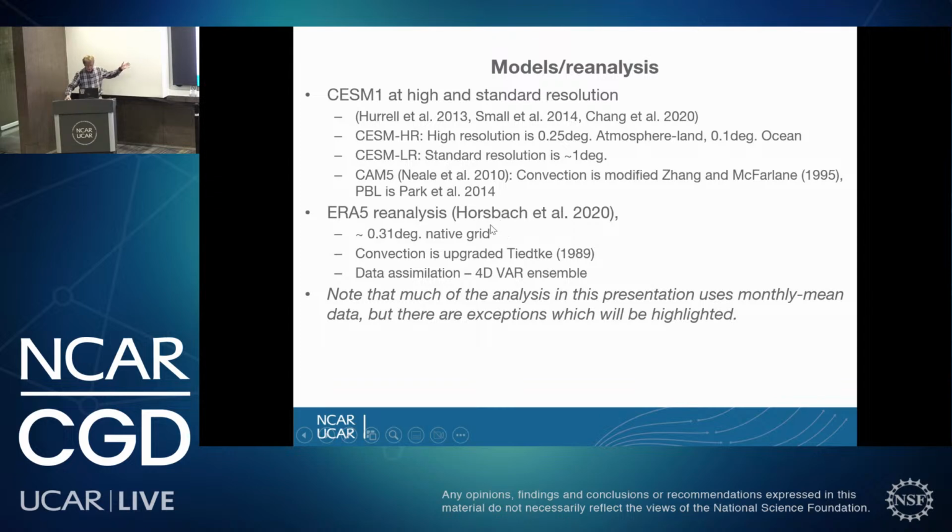I'll be using the ERA5 reanalysis. It's about 0.31 degree native grid, convection from a Tiedtke scheme, and obviously it includes data assimilation. So a question I'll come back to is how much of the ERA5 results are due to data assimilation versus the model background to it. And I'll just say a lot of this presentation used monthly mean data, except where it doesn't.